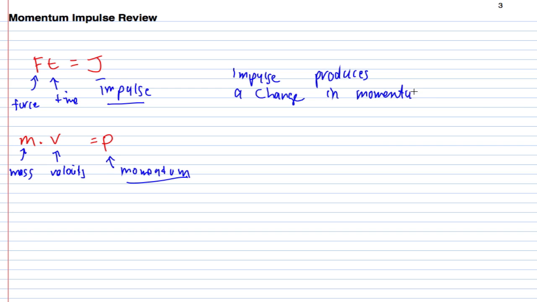And we actually write that using the following formula. We can say the impulse equals the change in momentum. But if we want to flesh it out using all this stuff here, we write it like this. Force times time equals m times v final minus m times v initial.